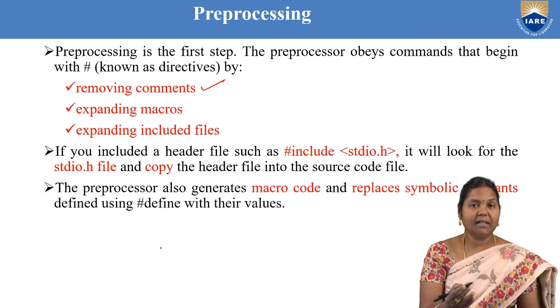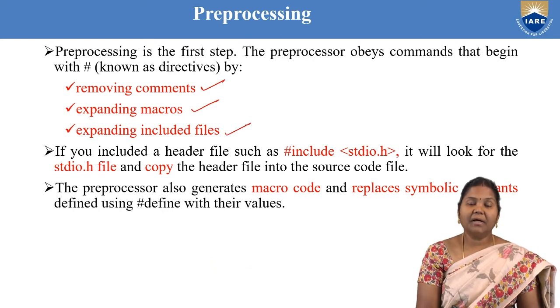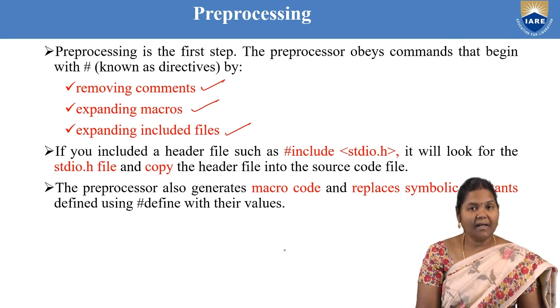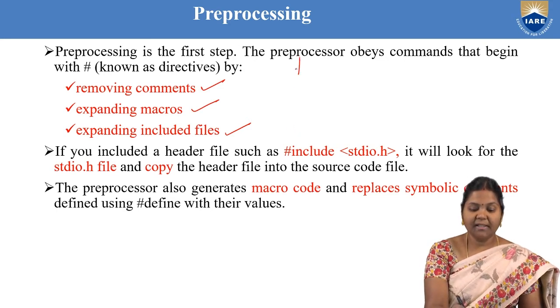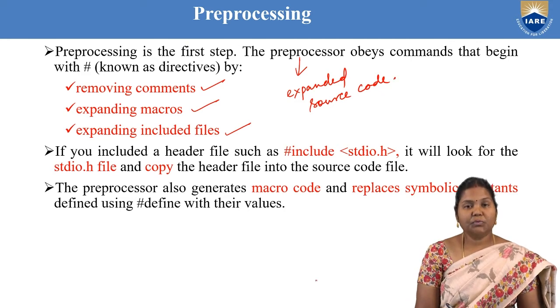Your program may have some single or multi-line comments, and if you have used any macros, then it will do the expansion of the macros. Then whatever header files you have used, hash include stdio.h, hash include string.h, it will expand those header files also. After these steps, the preprocessor will produce the expanded source code. The output of the preprocessor is normally expanded source code.